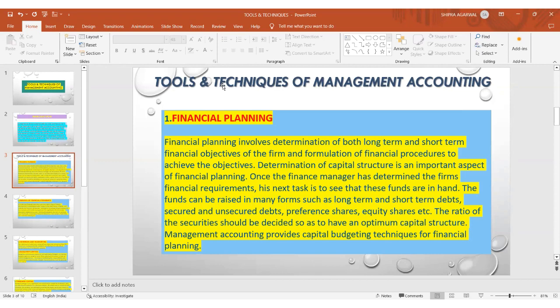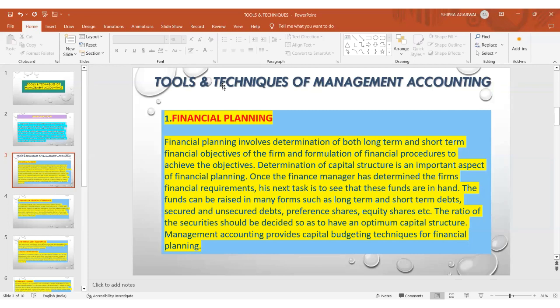Along with that, we also need to determine the capital structure, which is one of the most important aspects of financial planning. Because until and unless you have the required capital, the required finance with you, you will not be in a position to move ahead with the decision or with achieving the organizational goal. So the manager has to determine, first of all, what exactly is the financial requirement. Then once you are done with the actual amount that is required, you have to see how you will raise these funds.